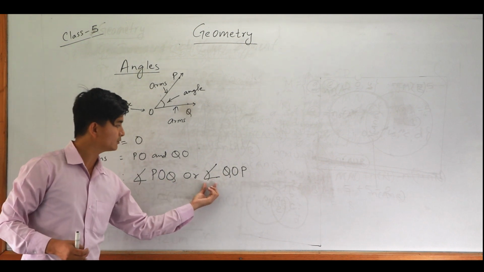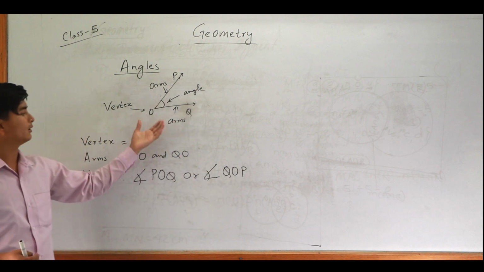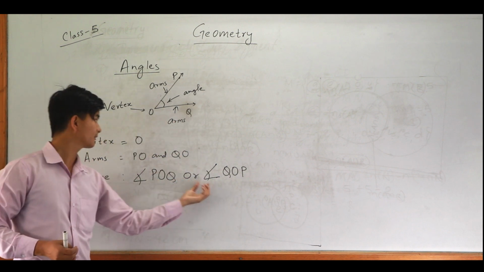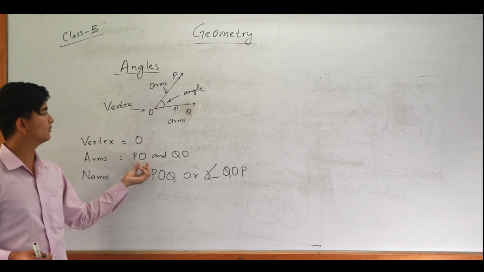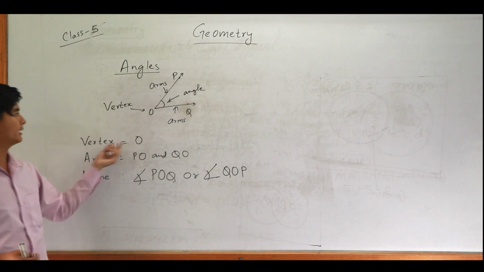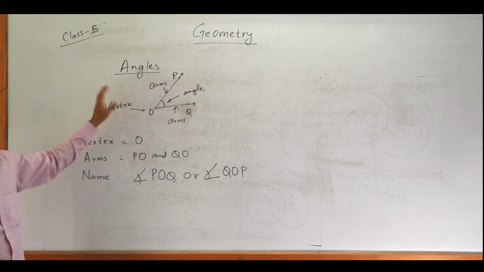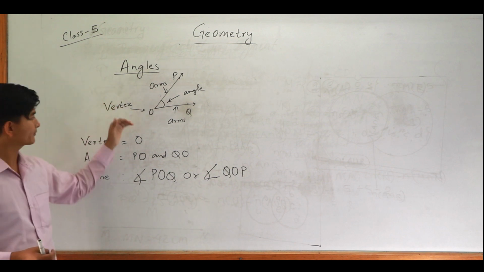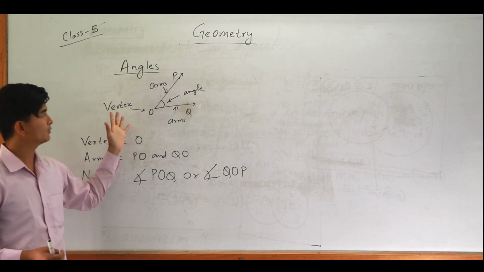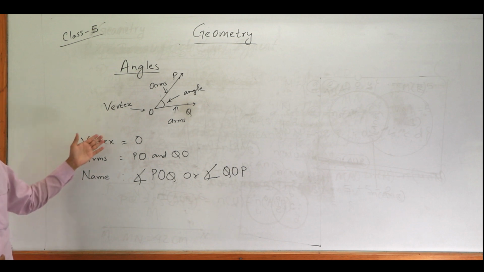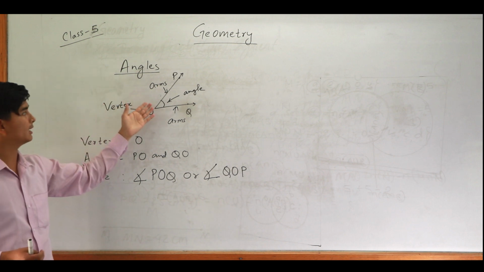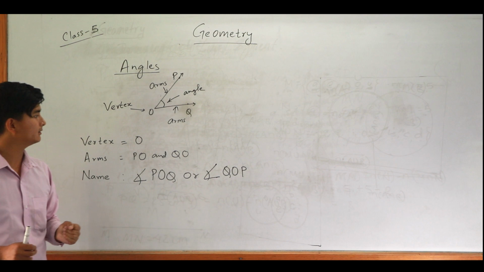So why am I writing this? Because this is the symbol which denotes an angle. And arms PO and QO, vertex which is O. So this is all about angles. I am showing you the figure as well, so which one is called vertex, which one is called arms, and which one is called angle.